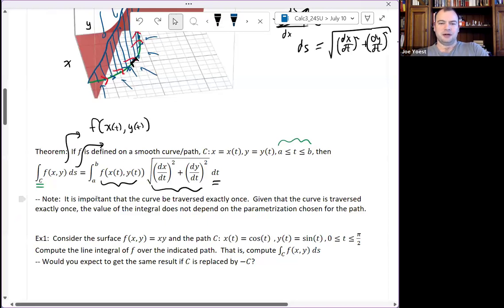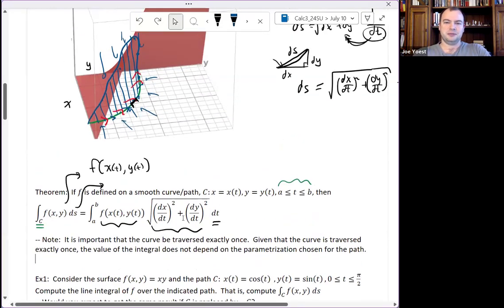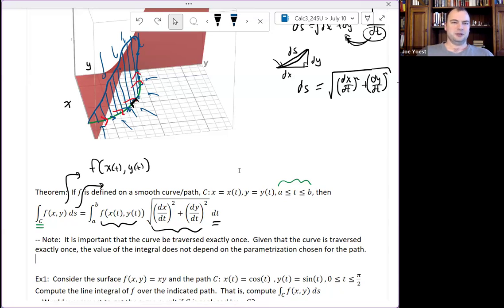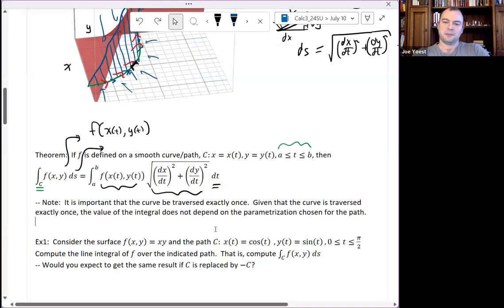A couple little notes. First, it's important that the curve be traversed exactly once. So for instance, if I was going around a full circle, I would want to make sure that I choose my a and b so that I'm not mistakenly going around the circle twice or something like that. For a circle centered at the origin, that's usually pretty easy to do, but it can be tricky when we have a circle centered at 1, 0 with radius 1. Sometimes when you write those in parametric form, you end up traversing that whole circle on 0 to pi, not 0 to 2 pi. And if you go 0 to 2 pi, you've traversed it twice. So we have to be careful sometimes that we traverse the curve exactly once.